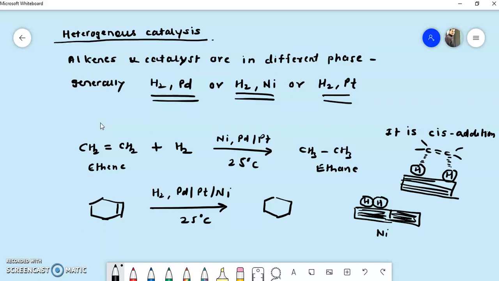So you will see that the addition of hydrogen is taking place on the same side. Therefore the catalytic hydrogenation is a cis addition, remember. So this is all about the heterogeneous catalysis. Now we will see about the homogeneous catalysis. I hope this is clear to you. Now we'll move forward to see the homogeneous catalysis.